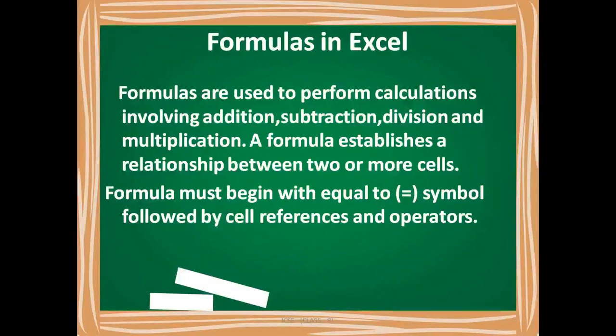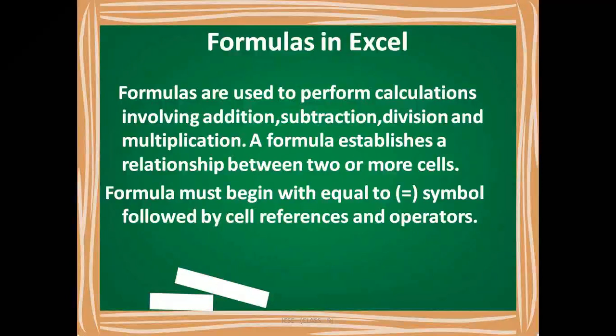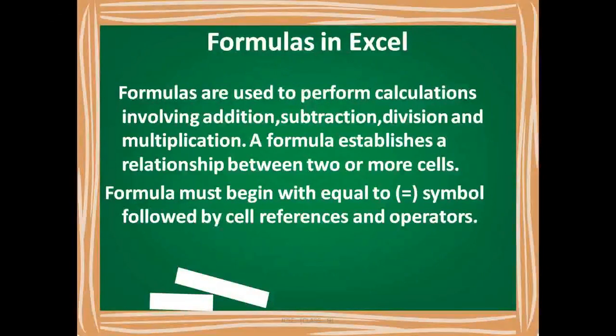Formulas must begin with equal to symbol followed by cell reference and operators. So this is a very important point. If you are writing a formula, first write equal to sign, then only you begin the references, means address of that cell, then only you have to mention the address of that cell. So in the beginning you have to specify the equal to sign, then only Excel understands that the user is going to write a formula. Understood? Without writing an equal to sign, if you write addresses, then that will be considered as text, not as a formula.